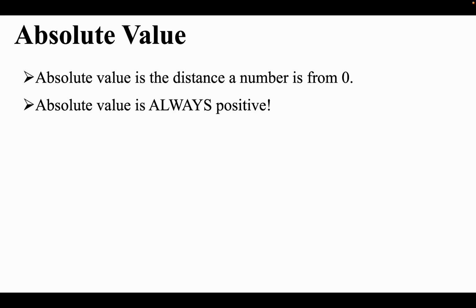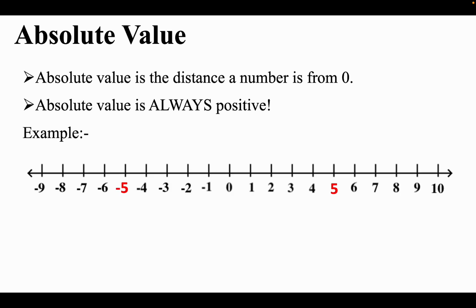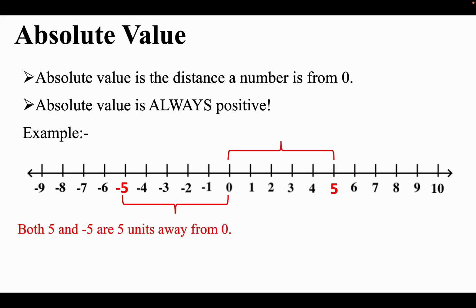And it should always be positive because distance is always positive, whether you go towards the negative numbers or the positive numbers. For example, if we look at the number line, at the numbers -5 and 5, those two numbers are 5 units away from 0. So distance-wise, they're both 5 away from 0. So that means the absolute value of -5 is 5, and the absolute value of 5 is also 5. So the absolute value of any number should always be equal to the positive of that number.